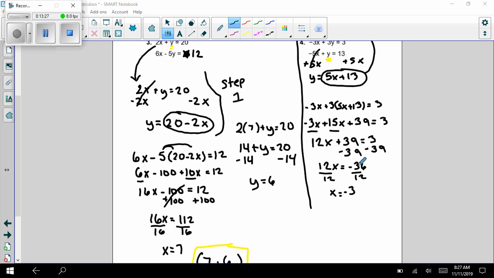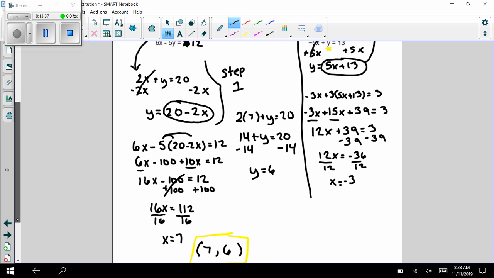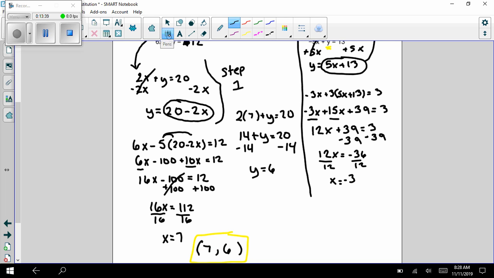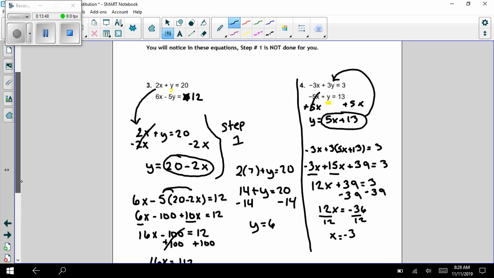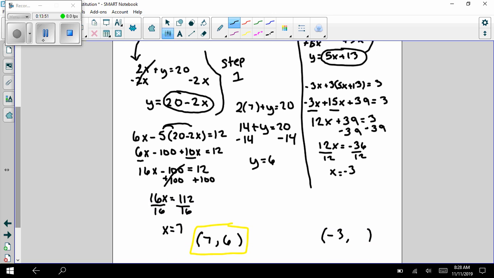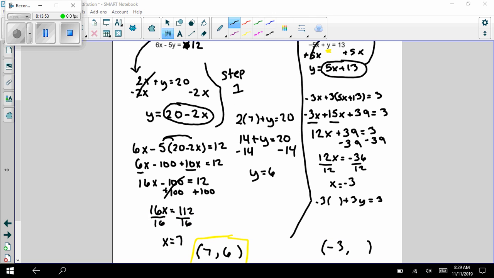Take 39 to the other side by subtraction. We're left with 12x equals negative 36. Divide by 12 on both sides, and we're left with x equals negative 3. So we have isolated the x, so I'm going to go ahead and put him in our answer. Since we know what the x is, we have to go up to the other equation and solve for y. So I wrote the other equation, but I left a space for the x because we're going to substitute that negative 3 in for x.